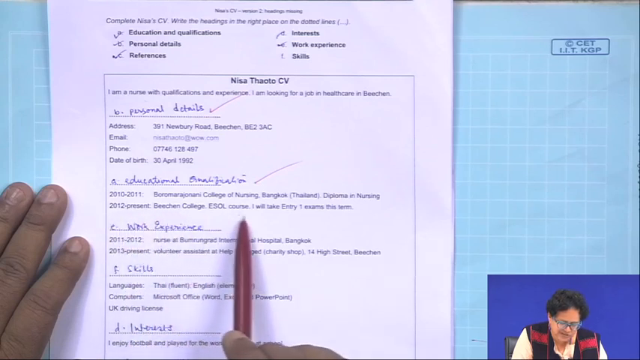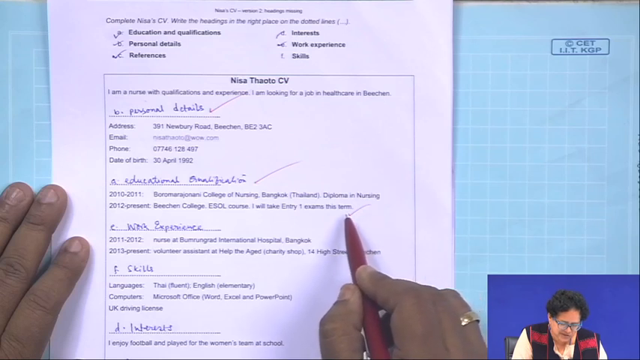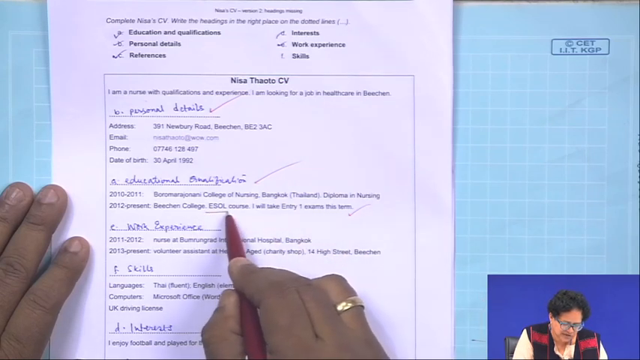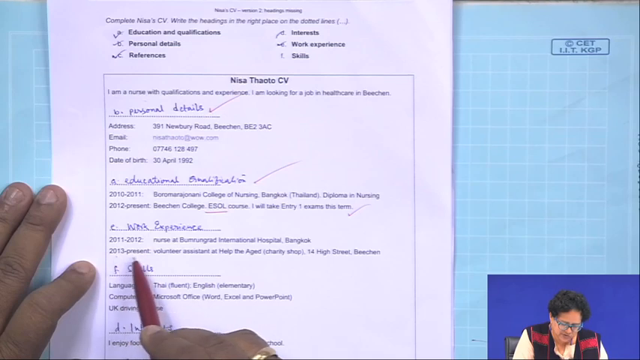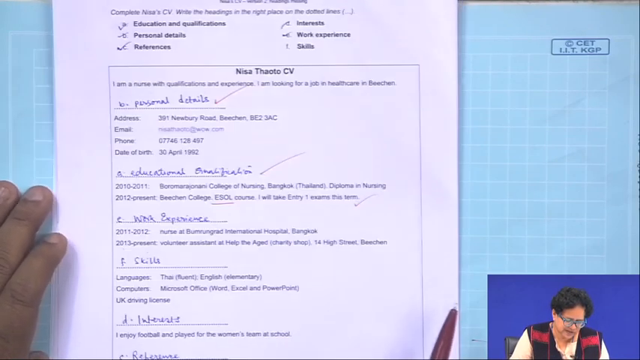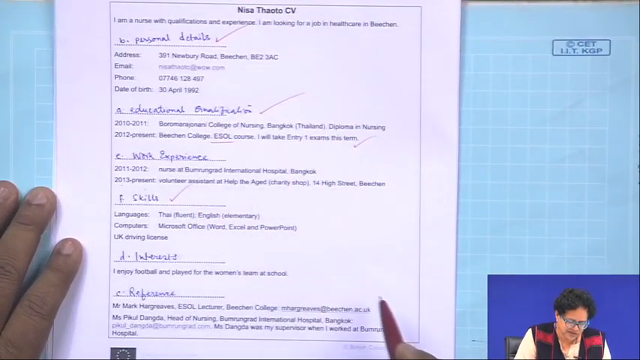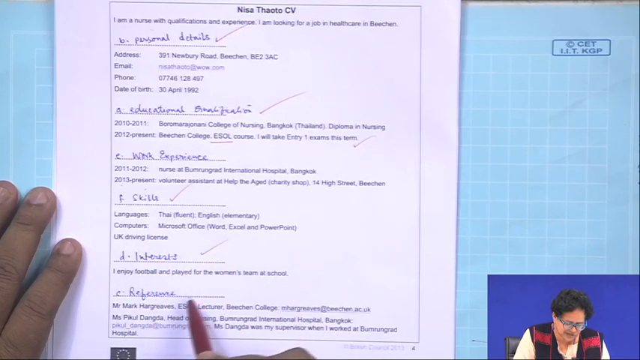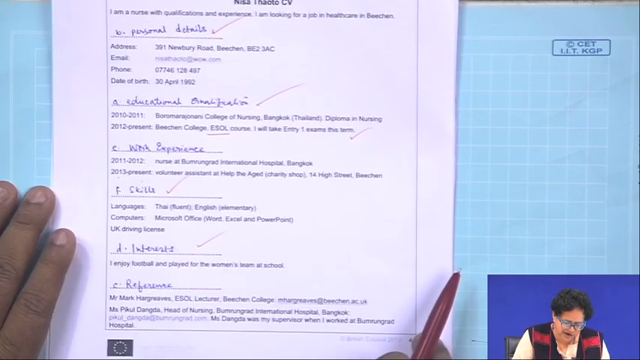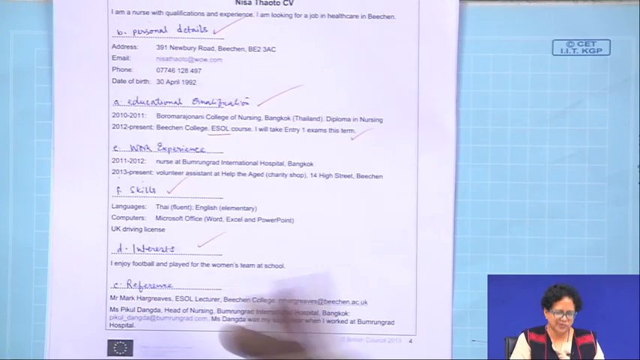From 12 to present she is now going to take Entry 1 exams this term. ESOL, English for second language speakers. Then we have Work Experience 11, 12 and 13 to present. Then the skills is a suitable subheading because it deals with languages and computers. Then interests, she writes, I enjoy football and played for the women's team at school. Then reference, and remember that this is not a typical CV.